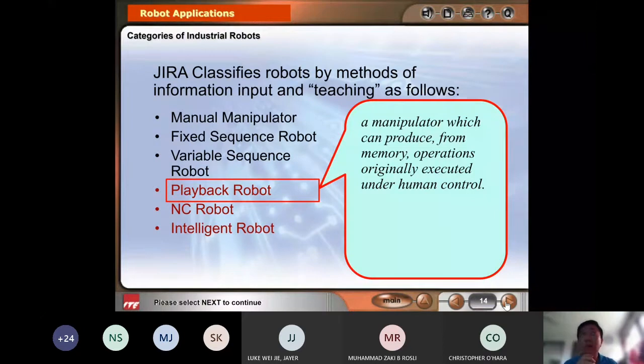It's very useful for drawing, painting, and welding, those that need your hand to control one continuous motion. Okay. Typically, they will use the playback robot class.